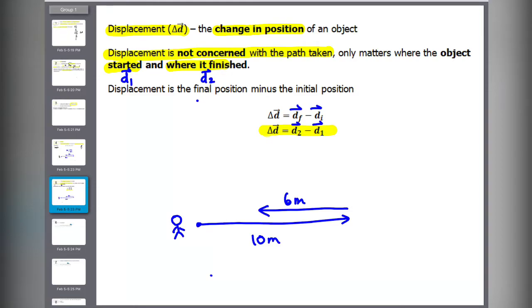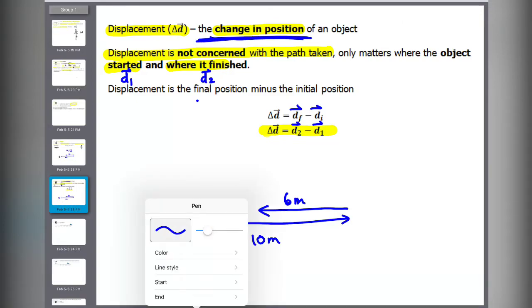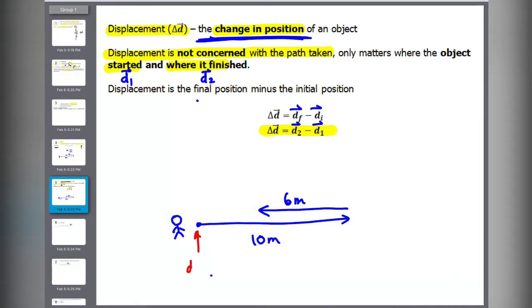We already worked out the total distance. Total distance is 10 plus 6. That's pretty easy to see. But how about the displacement? Displacement, go back to the definition. What is the change in position? I started off at this point. Is it okay if I say that this is D1? The guy started here. This is my D2.